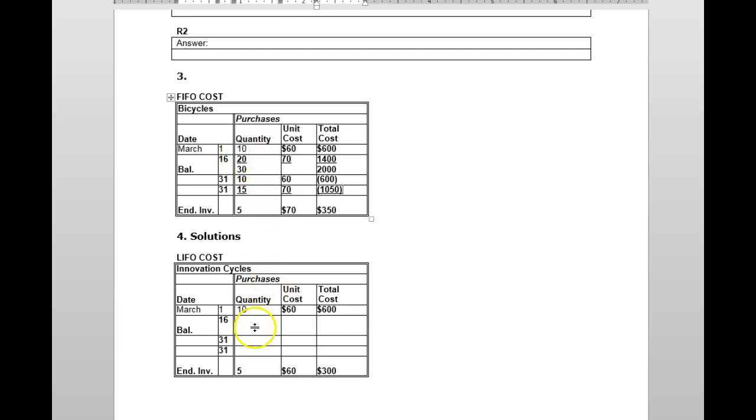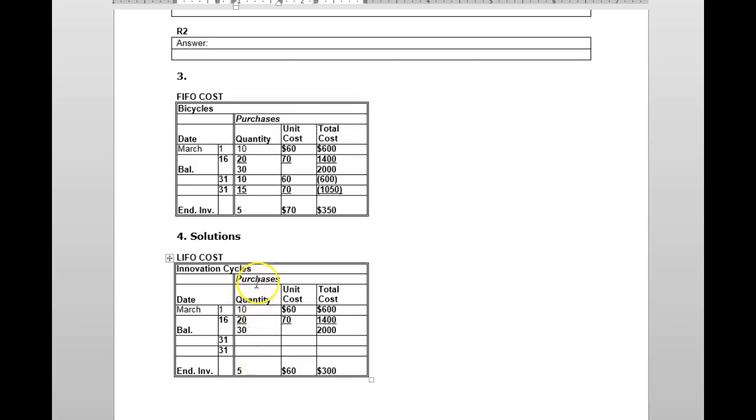Now, LIFO, obviously, is the same situation. You're going to have 10 at 60. You have 20 at 70 here. Yet now when you sell, let's show you what happens. So 20 at 70. It's going to be the same as this up here. So you've got the same scenario, and you have 2,000 left here, right? And you have a total of 30. Now when you sell, though, you're selling LIFO. So you start at the bottom and go up.